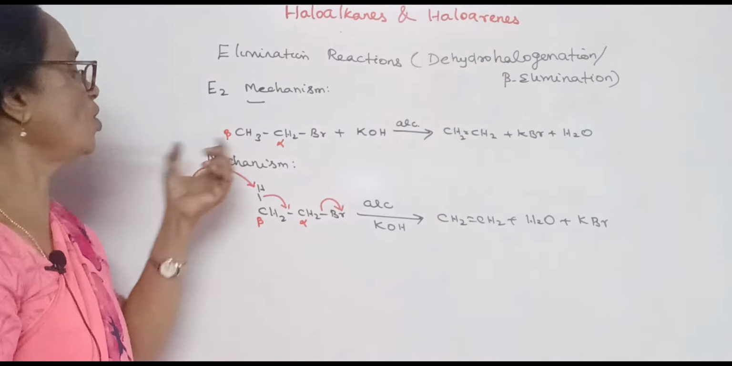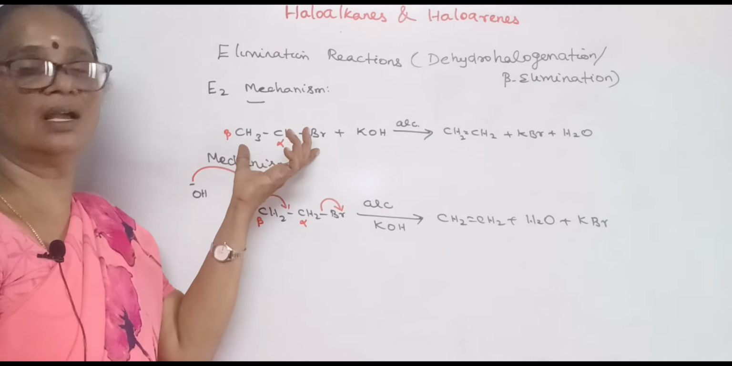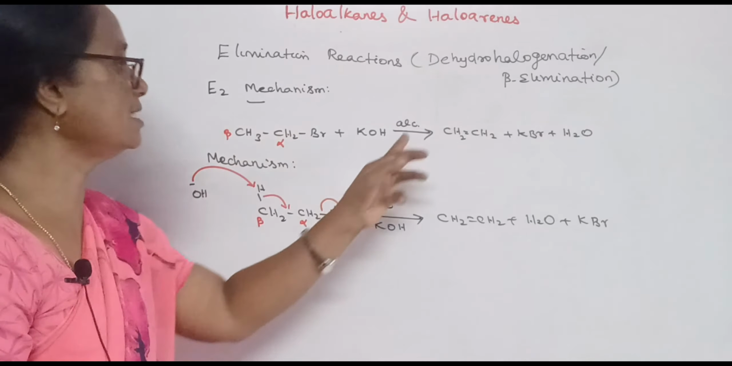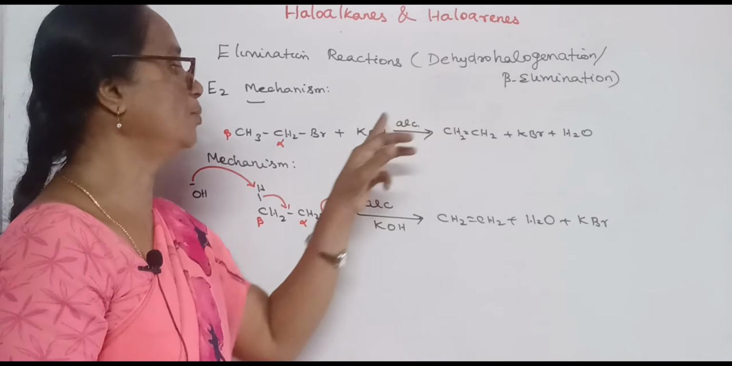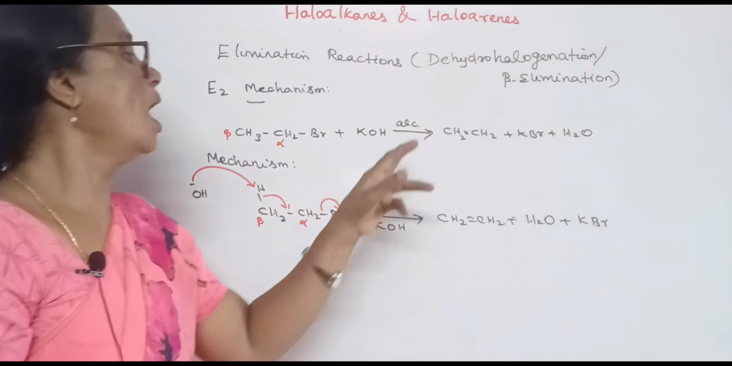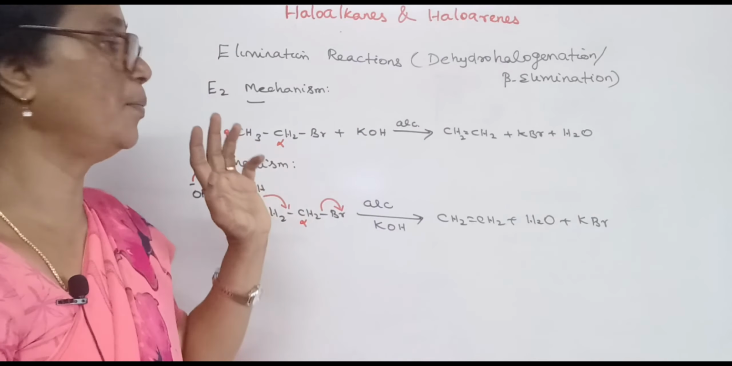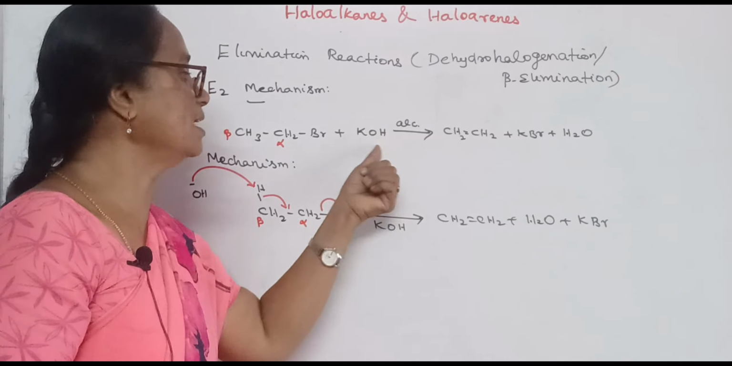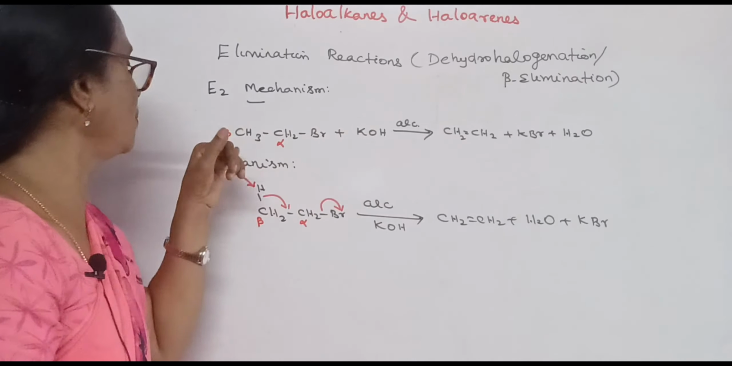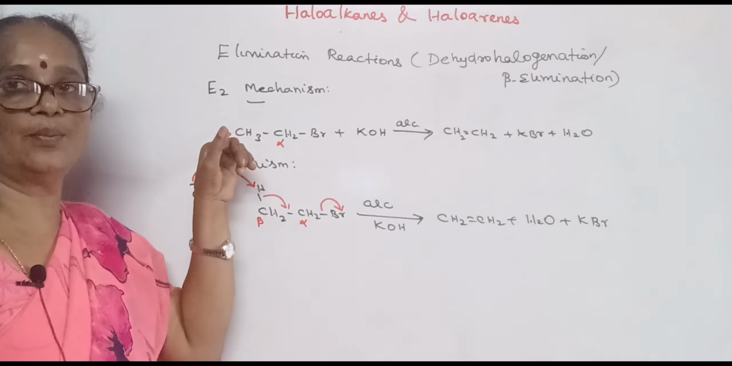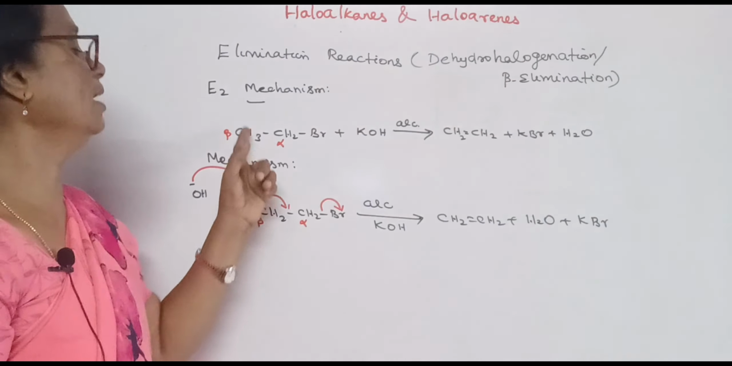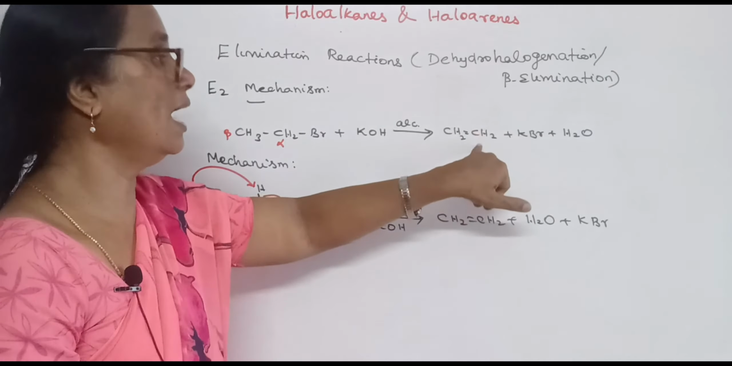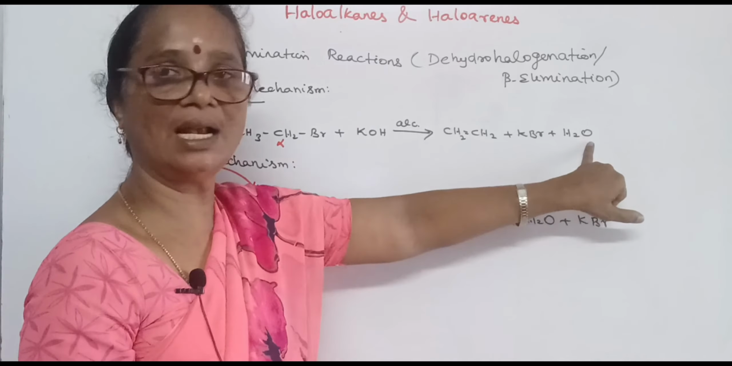We can proceed. I have taken ethyl bromide, bromoethane. It is a primary alkyl halide, and it is treated with alcoholic potassium hydroxide, a polar protic solvent. In this, the OH minus abstracts the proton from the beta carbon, and simultaneously the halogen leaves, and hence we get an alkene, potassium bromide and water.